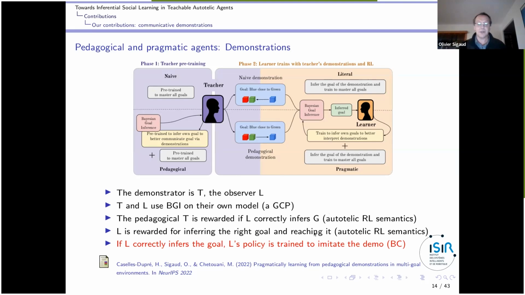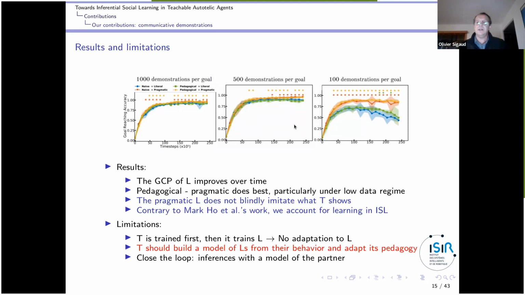Okay. I will skip a lot of details about this, but what we showed finally in this paper is that in the case where there are only 100 demonstrations, the fact of combining pedagogical demonstrations and pragmatic inference is much more robust to fewer demonstrations than the case where you just have the naive and the literal teacher and learner. Okay. And so finally, we could show that with that particular model, the pragmatic learner does not blindly imitate what the teacher chose. It infers the goal and then provides its own way to achieve the goal. Okay. And okay, a side effect is that with this work, we were using goal condition reinforcement learning. So we could account for the fact that the learner was building its own expertise on how to achieve the goal while inferring the goals themselves.